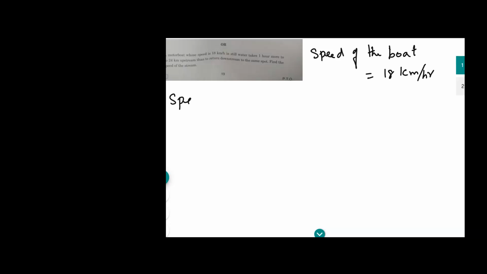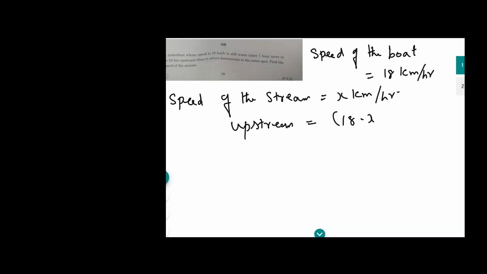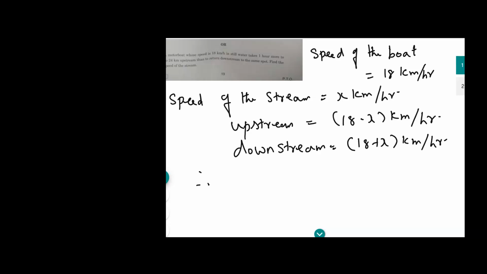Let the speed of the stream be x kilometers per hour. Now to go upstream, the speed of the boat is going to be 18 minus x kilometers per hour. And to go downstream, it is going to be 18 plus x kilometers per hour. Therefore, the total distance is 24.